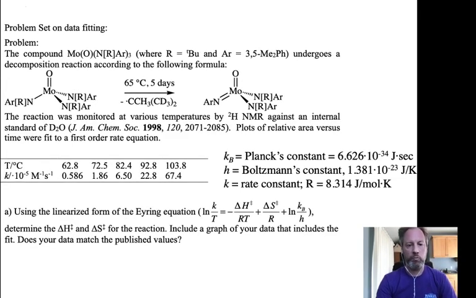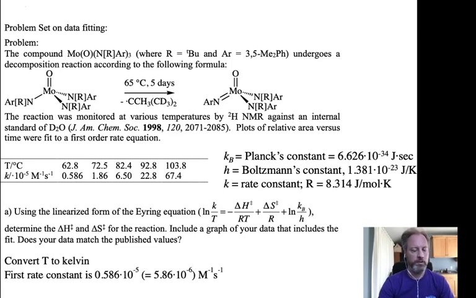H is Boltzmann's constant, so there are the units and the number. And k is the rate constant, and make sure to use the right value for the gas constant in joules per mole Kelvin. So if you do all that, you'll get the right answer. So what I want you to do, for the homework, is plot that data and make sure that you can extract the correct delta H and delta S of activation.